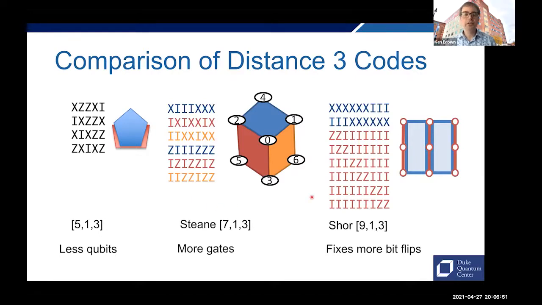The Steane code and Shor code, there are definitely benefits for both sides. But of course, what we want to do is get to larger distances and think about more errors.